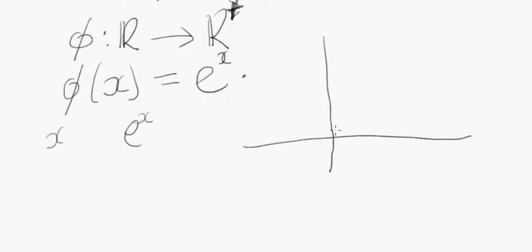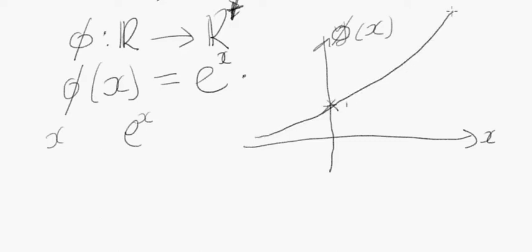Let's call this axis x, and this one phi of x. At x equals 0, what's e to the 0? That's just 1. So we have this point, and the graph of e tends to go like that. It's an exponential, that's e to the x. And what you notice is that this function satisfies the vertical line test.